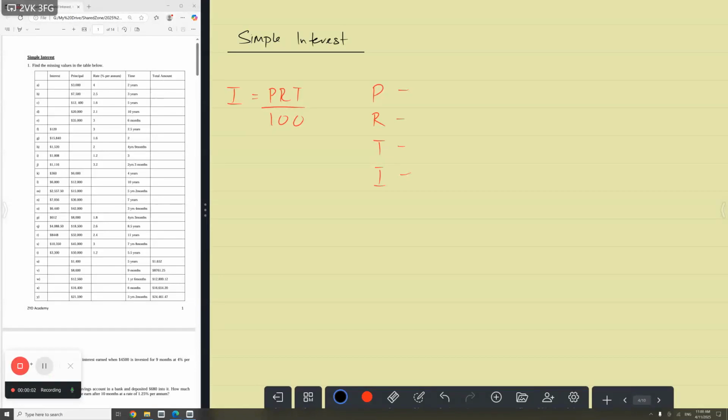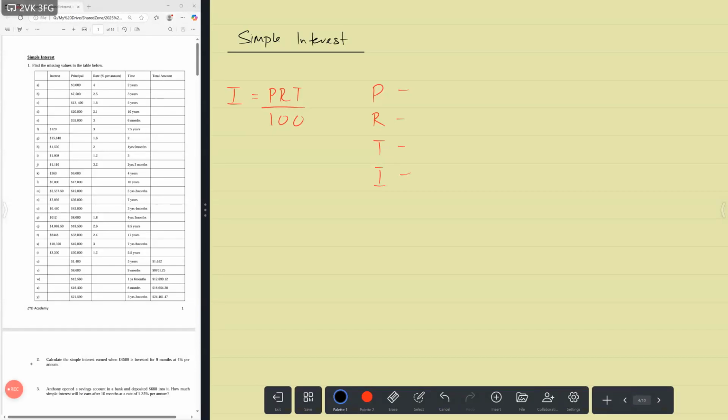Hello guys, welcome back to our tutorial, and this round I will go through a worked example on simple interest, but we need to find some other values. In previous examples I've shown you how to find the interest and how to find the principal, and this time around we will find the rate.